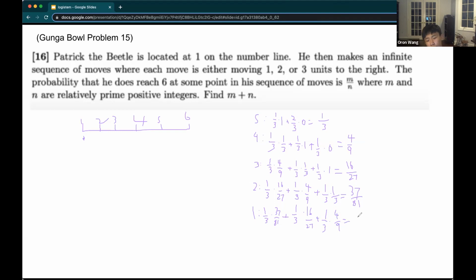And then if we calculate this, we get that this is 121 over 243. And these two are relatively prime. So the answer is 121 plus 243 equals 364.